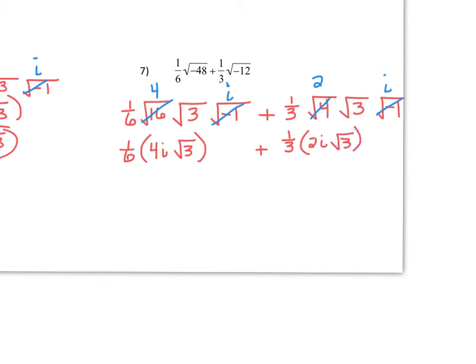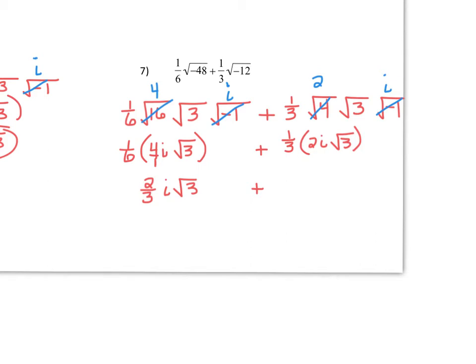Okay, so now we need to do 1/6 times 4, right? We multiply these numbers. I'm going to make this 4 over 1, just so we can see how this works. All right, so if we were to multiply this, right, 1 times 4 is 4, and 6 times 1 is 6. When we multiply, we get 4 over 6. And doesn't 4 over 6 simplify to 2/3? So I'm going to rewrite this as 2/3, and then I'll bring down the i radical 3. Okay, then we have plus.